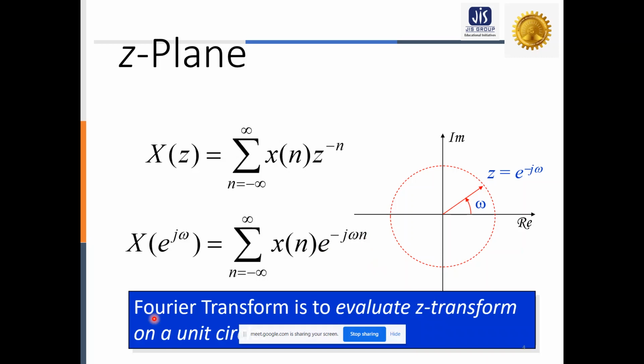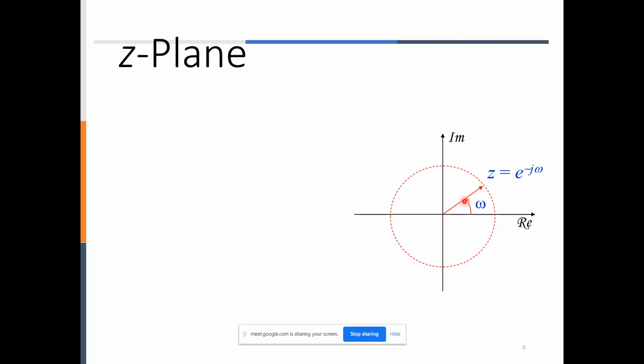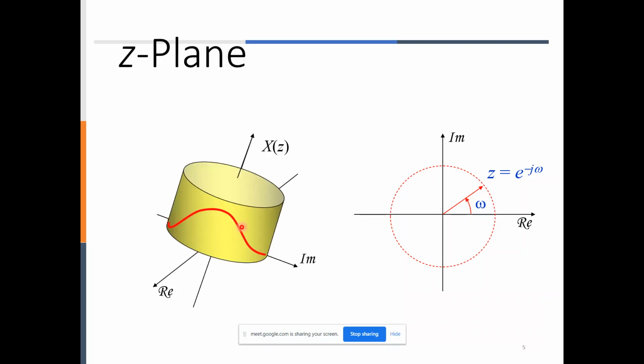So the Fourier transform is the Z transform evaluated on the unit circle. If its magnitude is unity, then it is similar to the Fourier transform. Simply, if a complex signal is like this, with an imaginary and a real component, the projection is like that. Simply it is a circle with z equal to e to the power minus j omega.